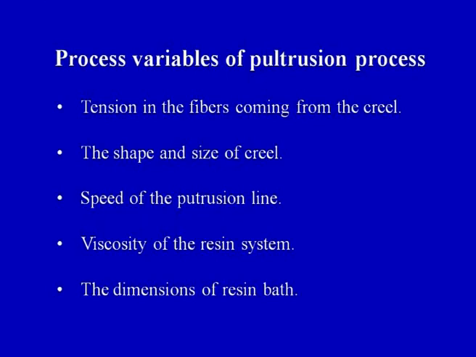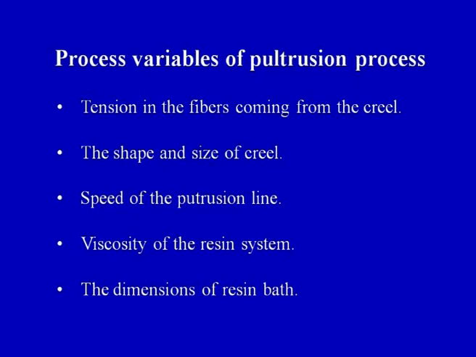Now what are the process variables of the pultrusion process? What are the things which we need to control during the pultrusion process? The tension in the fibers coming from the creel. We have to see that there is adequate tension in the fibers when they are coming out of the creel. The shape and size of the creel is also equally important. The speed of the pultrusion line may be in terms of centimeters per minute or meters per minute. That speed is also equally important, the rate at which the pultruded profile is coming out of the heated die. That may be called the speed of the pultrusion line.